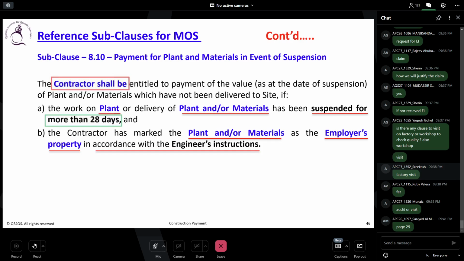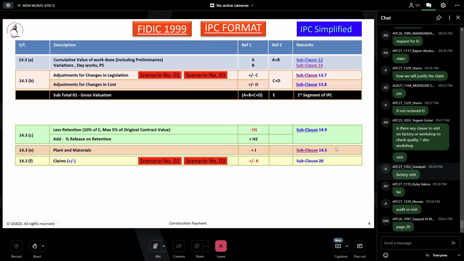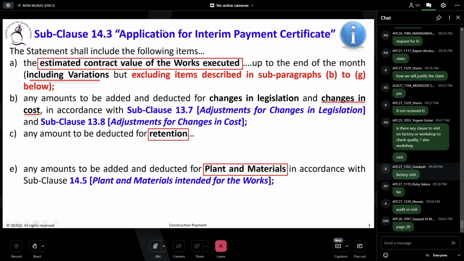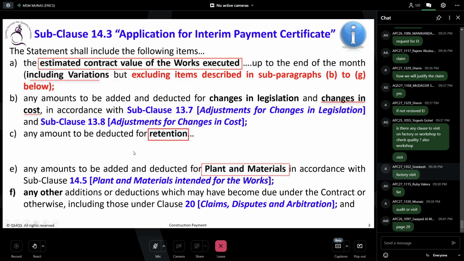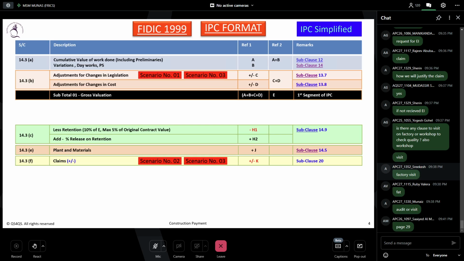Okay, so we go back to the place where we are stopping now: plant and material. In the next class we will continue with the claims, and thereafter we will continue with the other part. Claims we have already opened, but we didn't finish yet. So we'll talk about the claims next subclause. Then we will try to finalize all the segments of this IPA or IPC. Okay, so today we're done with our lecture.